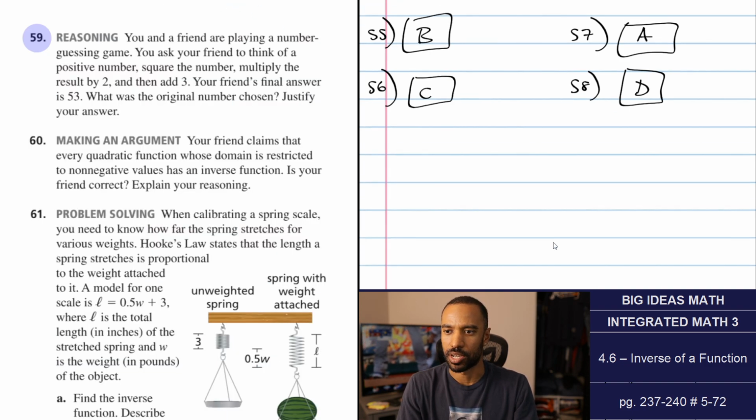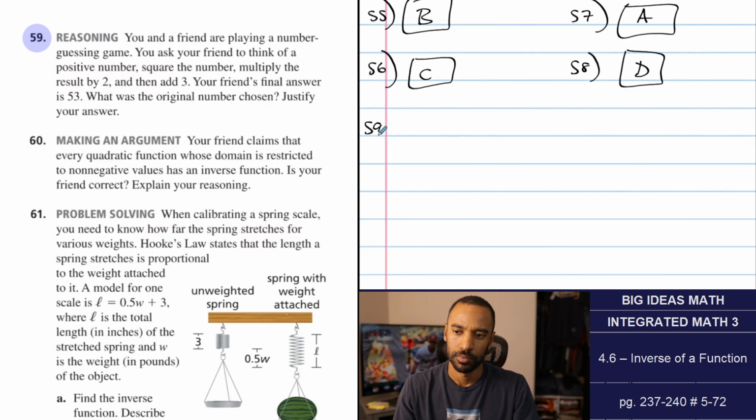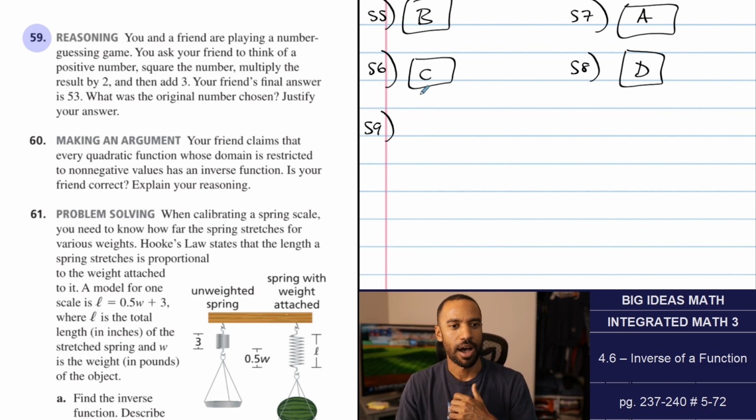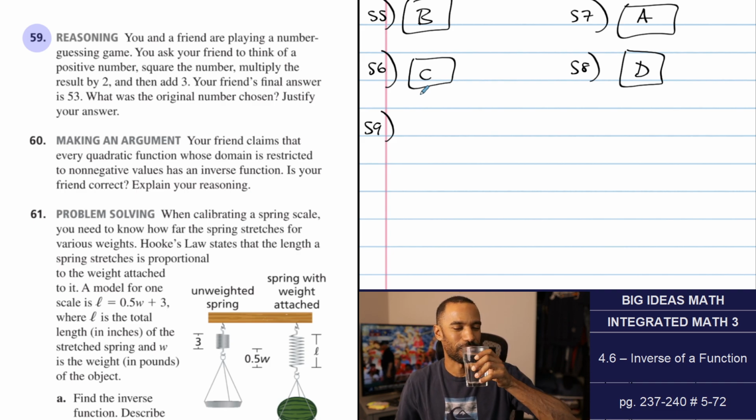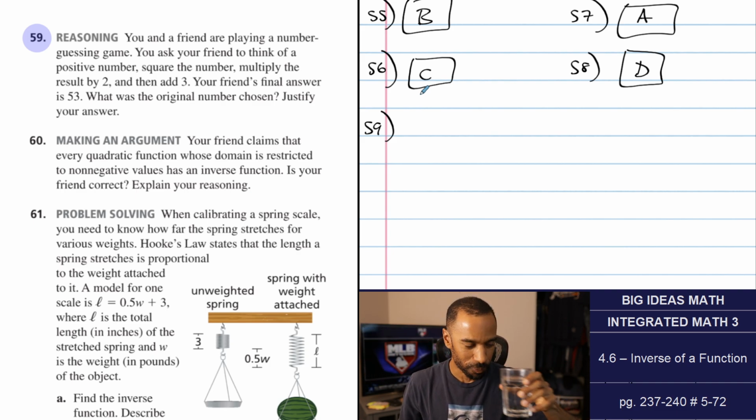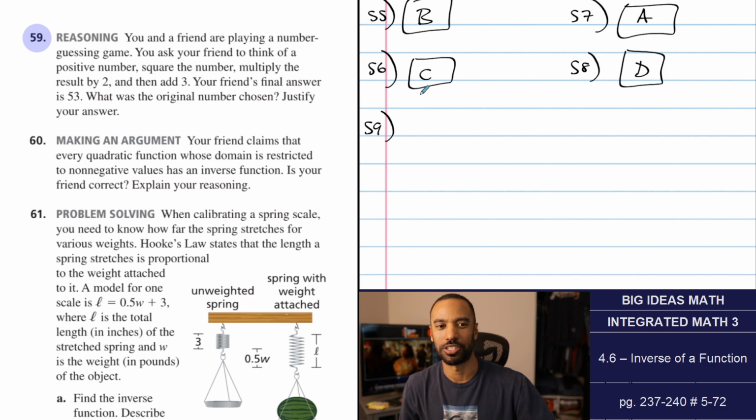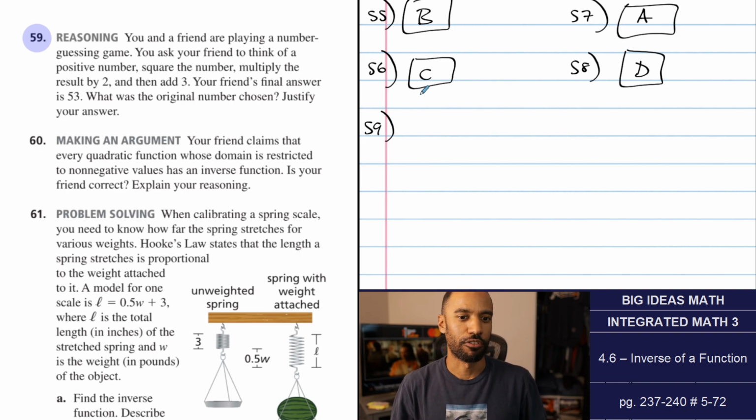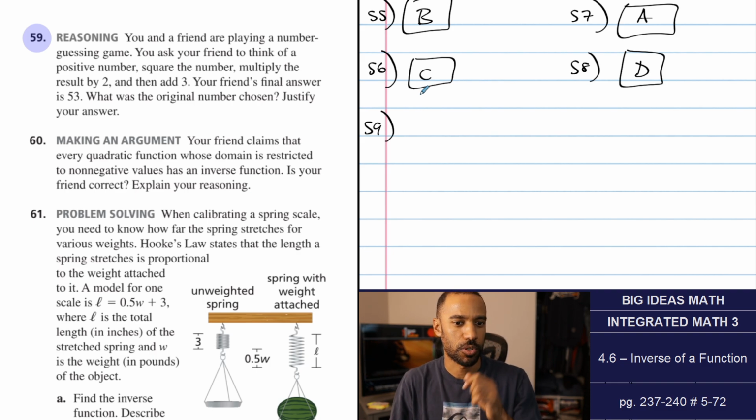Number 59, reasoning. You and a friend are playing a number guessing game. You ask your friend to think of a positive number. Oh, I forgot that these are kind of like these ones. Okay, hold on. You ask your friend to think of a positive number, square the number, multiply the result by 2, then add 53. Your friend's final answer is 53. What was the original number chosen?